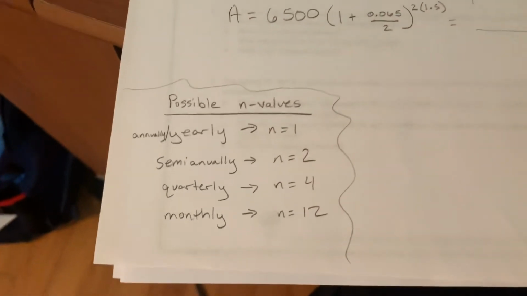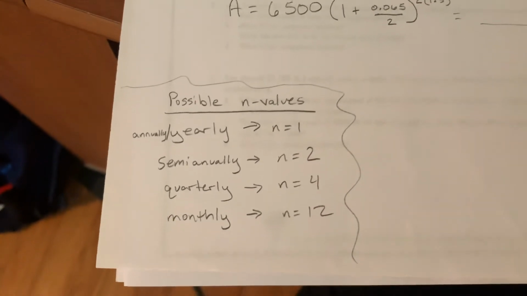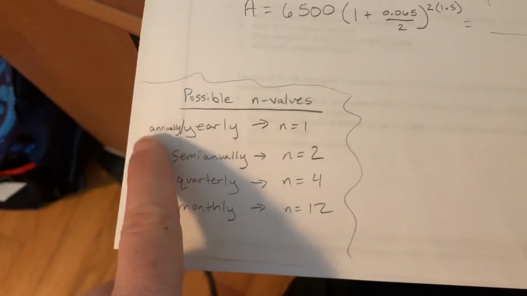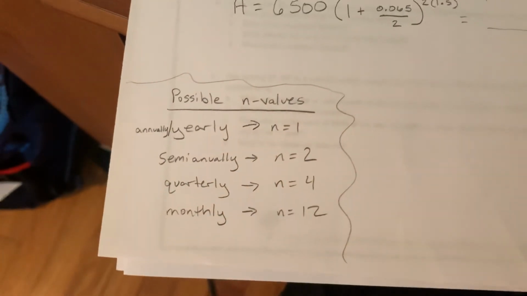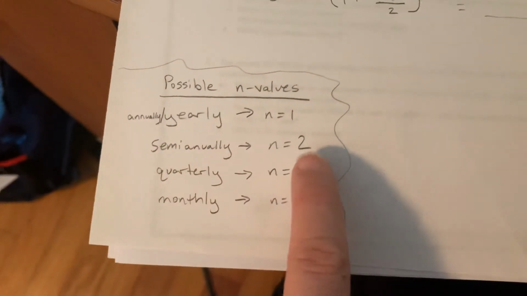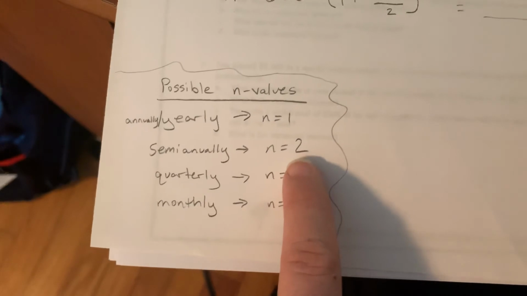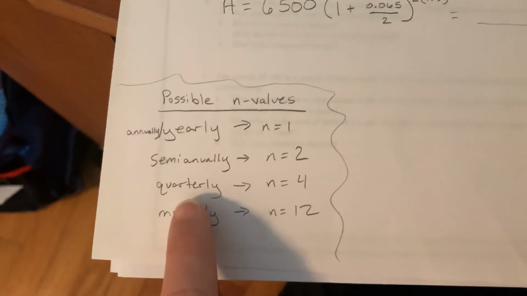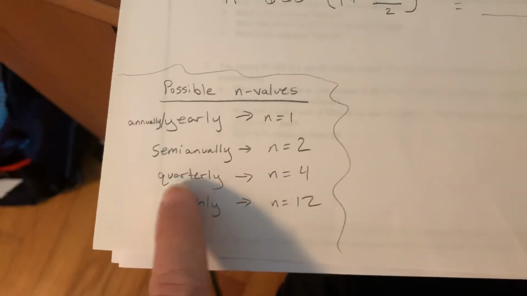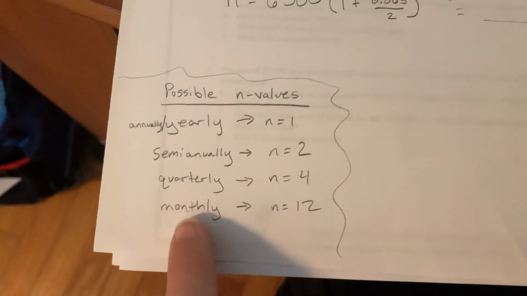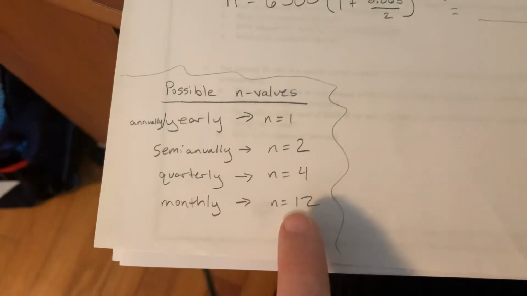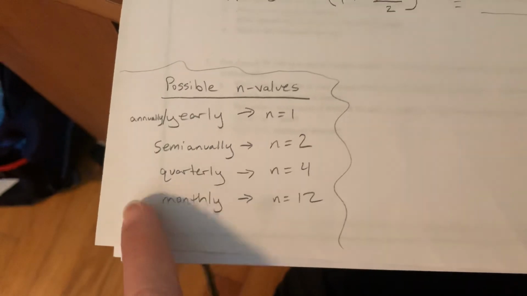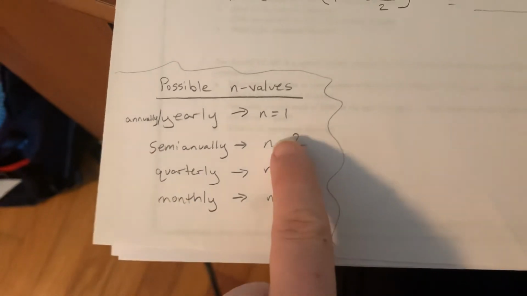The only thing I do want to go over really quickly is the possible N values. So if it says that it's compounded yearly or annually, that's once a year, so the N will be 1. Semi-annually is going to be N equals 2, because again, semi is like half. Quarterly means how many quarters are in a dollar? 4. So quarterly means 4 times a year. And then finally, monthly, how many months are in a year? 12. So if it has these words, compounded monthly, compounded quarterly, then these are going to be your N values that you use, okay?